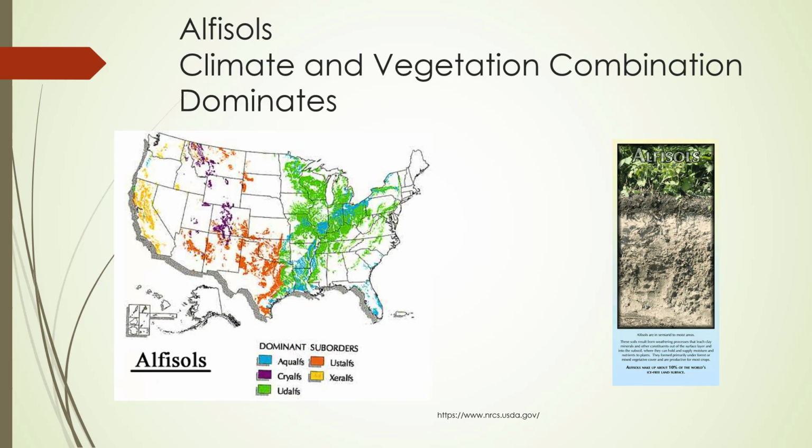Alfisols, these are also climate and vegetation combination dominated. This is in forest or savanna vegetation, clay in the subsoil, and generally very fertile. And so that's going to be again near the Mississippi Valley.